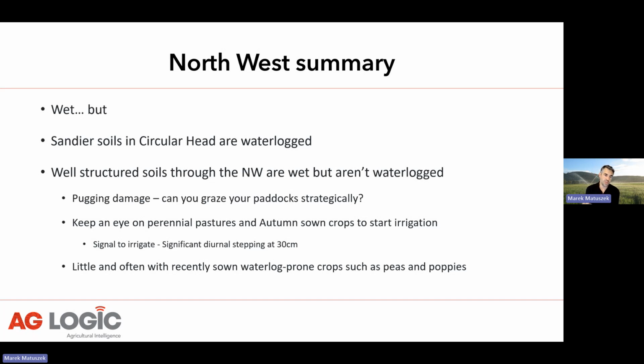Any of the perennial pastures or any other autumn sown crop, look to irrigate. I know I've spoken to a few people with peas further west that are coming through their growth phases. They're starting to go into a little bit of deficit, especially on those well-structured soils. And then peas and poppies or any other waterlogged spring sown crop that's gone in, little and often, that's your key.